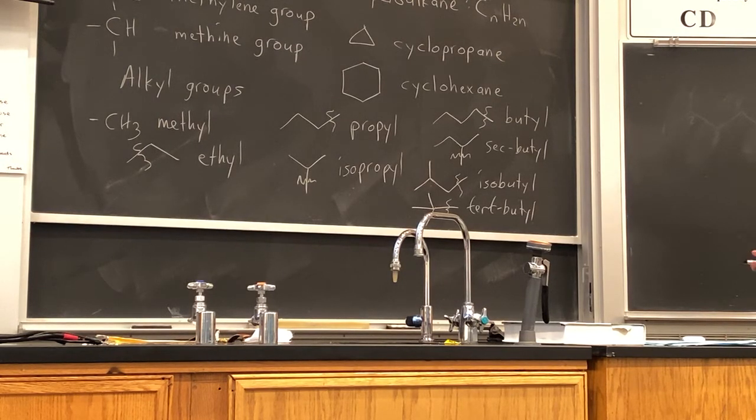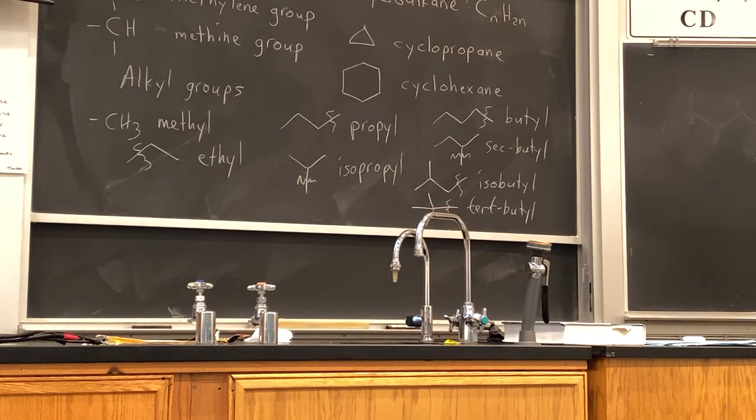Except for isobutyl. Isobutyl is just the parent, the primary carbon of isobutane, right? Yeah, it has the name of the parent alkane if it is the primary carbon. So the parent alkane of these two is butane, and we put the sec in front when we detach a hydrogen from the secondary carbon. And then the parent alkane here is isobutane. We put tert in front when we detach the hydrogen from the tertiary carbon.